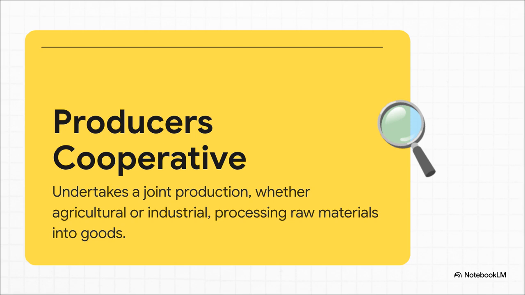Then you've got the producers co-op. This one is all about joint production. Imagine a group of farmers. Instead of each of them trying to sell their own raw materials, they form a co-op to process, package, and sell a finished product together. That way, they get a much better deal.